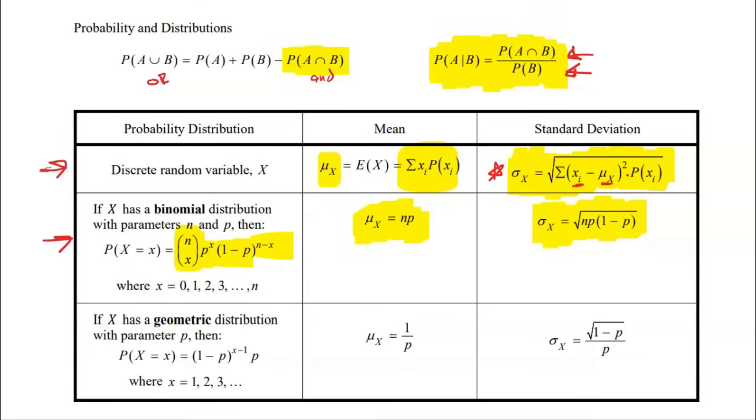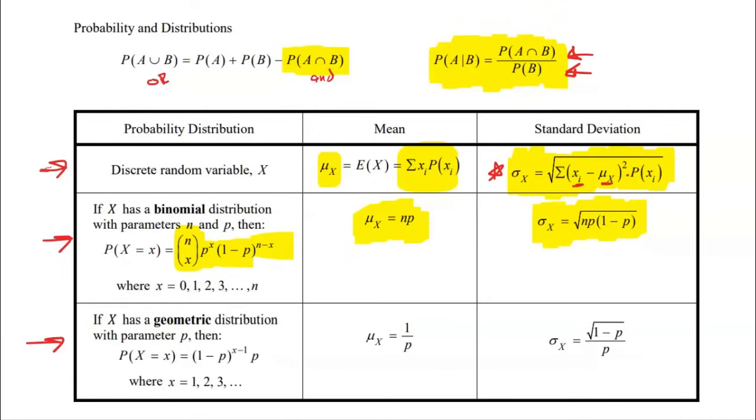Then we have the geometric distribution down here. The geometric distribution is where we're just simply looking for our first success. So if we're looking for our first success to be on the 7th trial, that means the first 6 were all failures, and then that 7th trial was our first success. So pretty easy formula there as well.